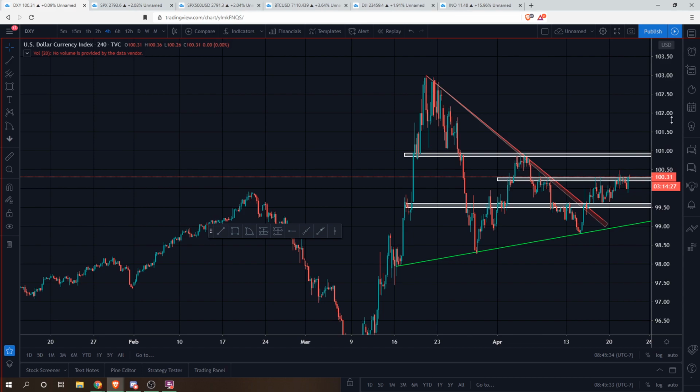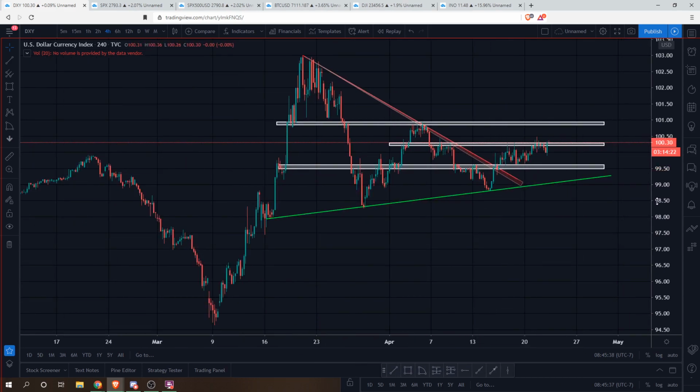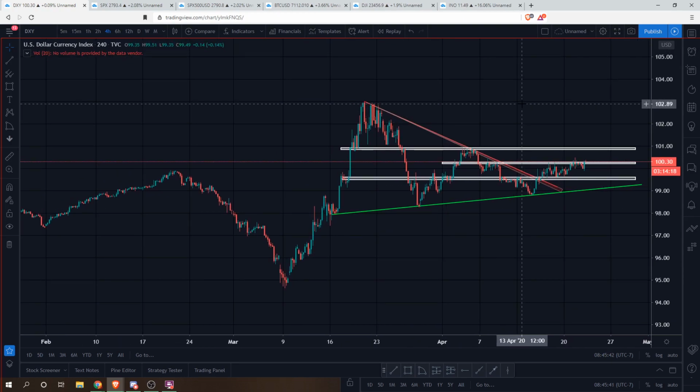This is DXY, the US dollar index. This is comparing the US dollar to different foreign exchange currencies. I believe this is around 60% euro, 15% yen. There is some Swiss franc, the krone, and a few other currencies, there's GBP. But mainly it's 60% euro and 15% yen, and the rest of them are smaller currencies.